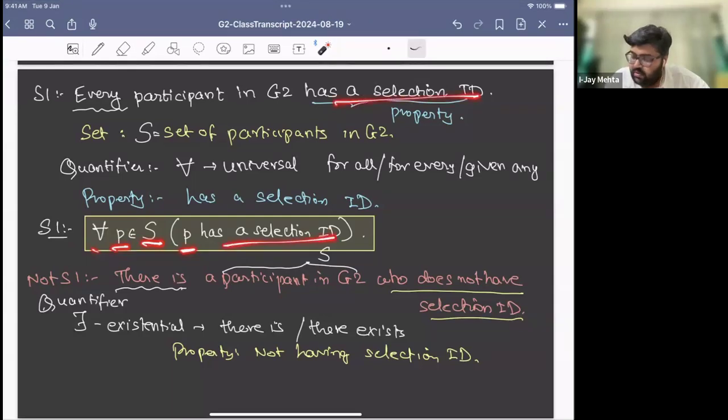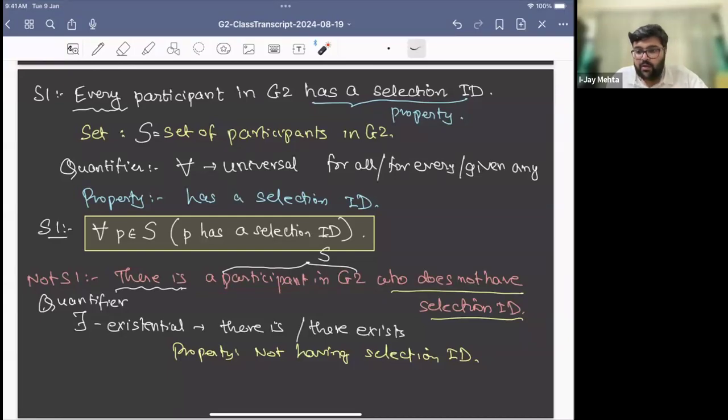P has a selection ID. Okay, how do we check? We ask everyone, each and every one, do you have selection ID? They say yes. We cannot say the statement is true. We move to the next person. Do you have selection ID? They say yes. We can still not say the statement is true. We have to ask everyone present in G2, right? If all of them say yes, then the statement is true. When the statement is false, as soon as somebody comes and says that I don't have selection ID, then we have found there is a person in G2 who does not have selection ID.